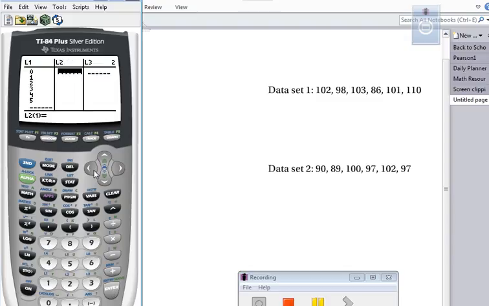So notice how I have some numbers in the column. So if I hover over the list name, so see if I just push over, I can hover over here and you hit Clear, Enter, and it will clear all the data in that list. So make sure your lists are cleared out, and now we're just going to type in our numbers from data set 1.